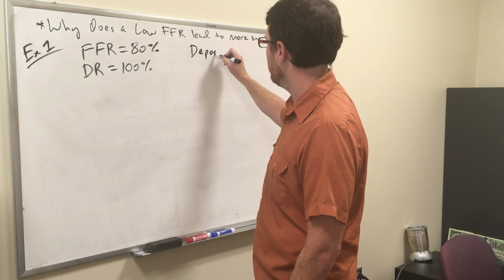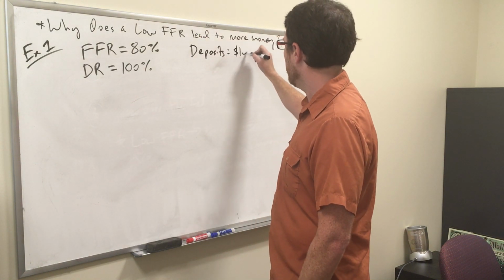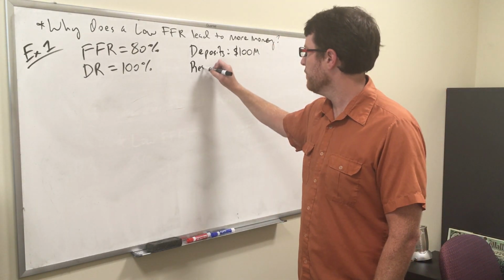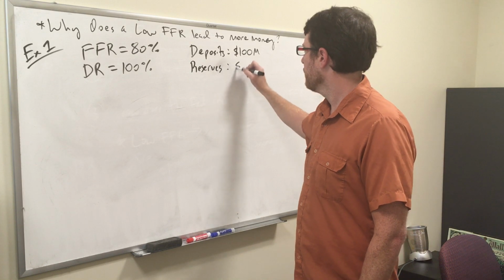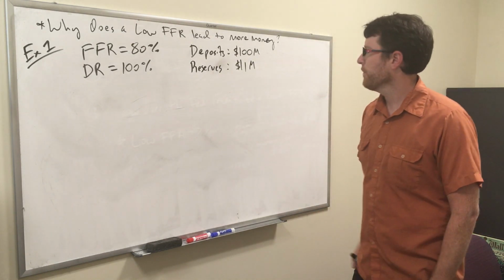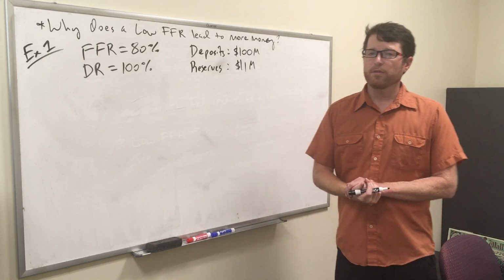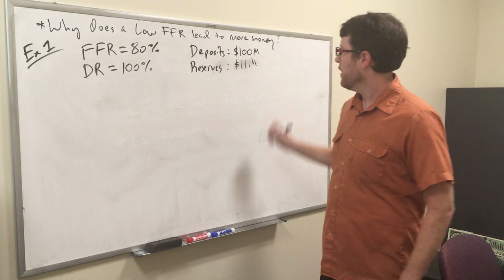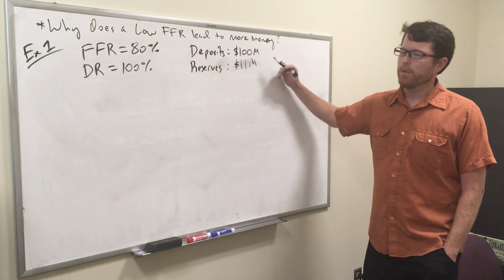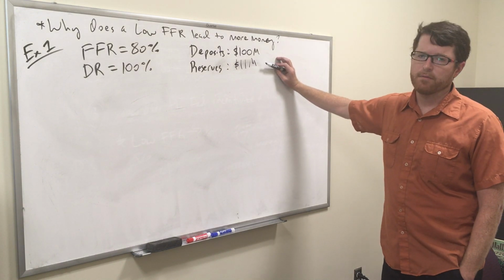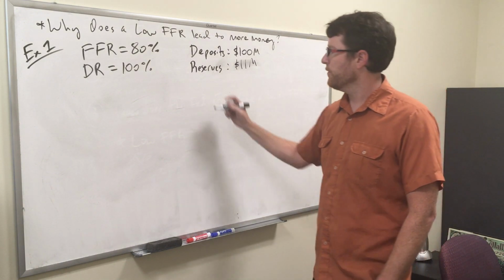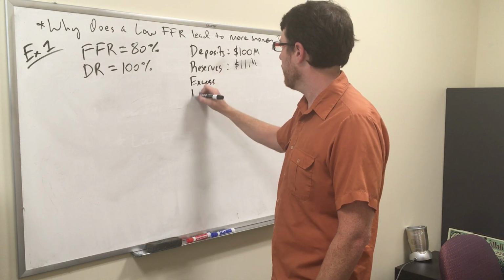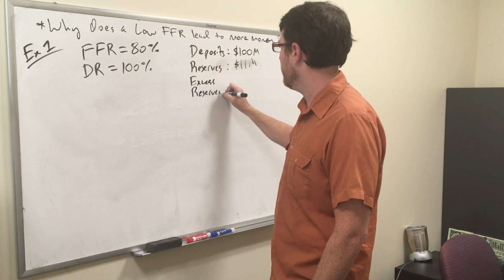Right now I have deposits of 100 million, and I have reserves of 11 million. Now, am I breaking any rules? No, I'm not breaking any rules, am I? I've got to hold at least 10 million, and I'm choosing to hold 11 million. So I have excess reserves of $1 million. Remember, excess reserves are reserves I don't have to hold, but I'm choosing to hold.